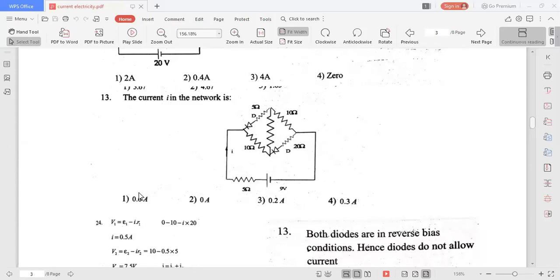Okay, they asked the current I in the network. The current I in the network. Okay, all of you look at the board now.